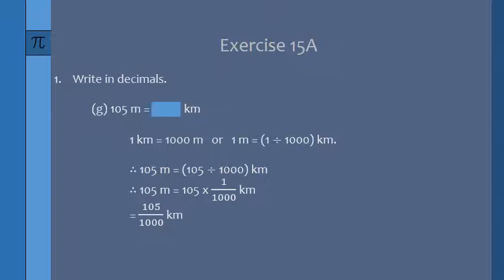And this can be written as decimal or decimal fraction as 0.105 kilometers. Right? And children, in all these questions, we are changing smaller units to bigger units. Right? So, whenever we are changing smaller units to bigger unit, we are dividing it by 10, 100 or 1000. So, you know that the decimal point will move towards the left side.